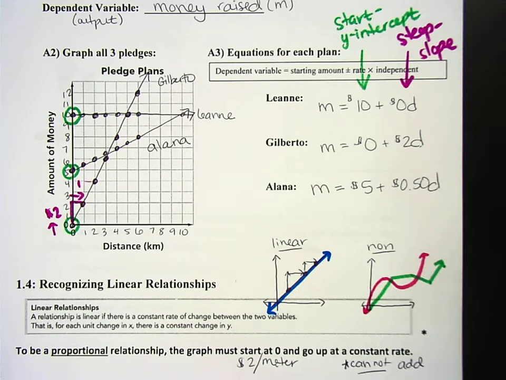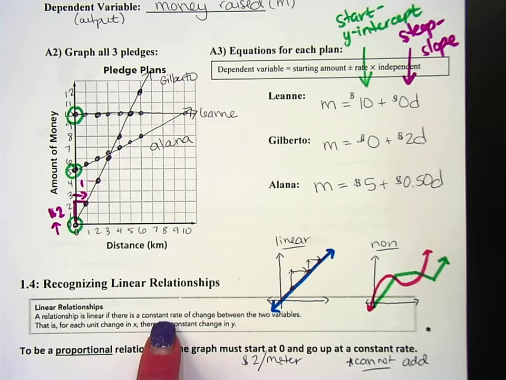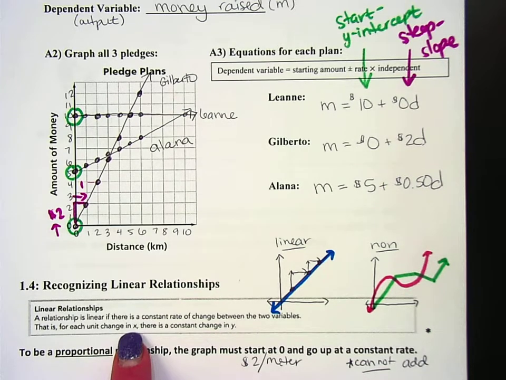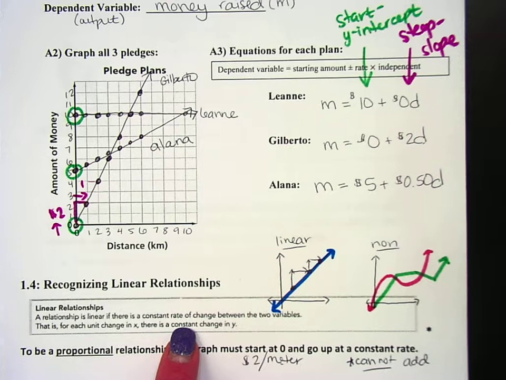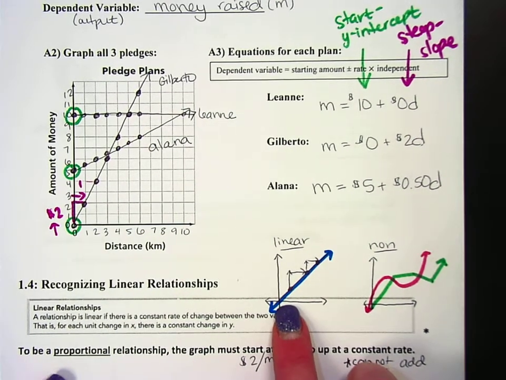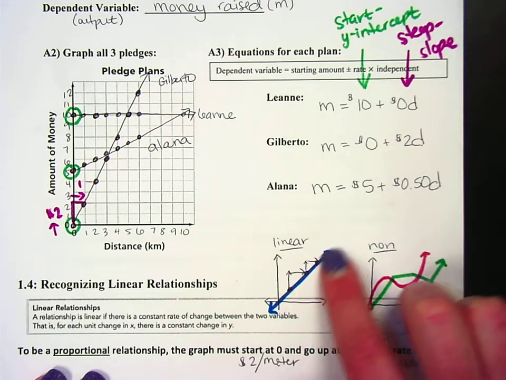This is the notes for 1.4, recognizing linear relationships. So our vocabulary word today: in order to be a linear relationship, there must be a constant rate of change between the two variables. So for each independent, I'm putting in x, there's a constant change in my dependent, what I get out, y.